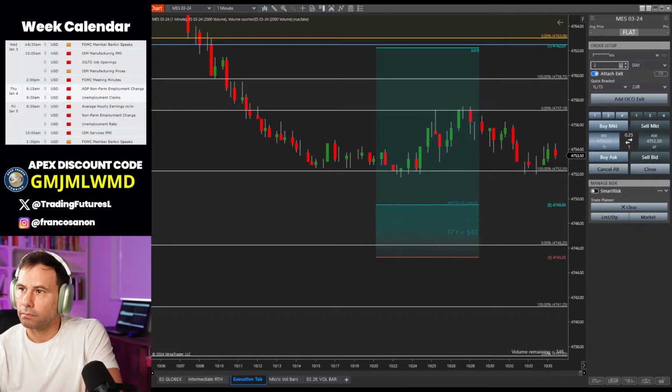Like it's clear as day on the 5 minute chart. We had two beautiful bars down and 30 minutes of chop. So it is what it is.